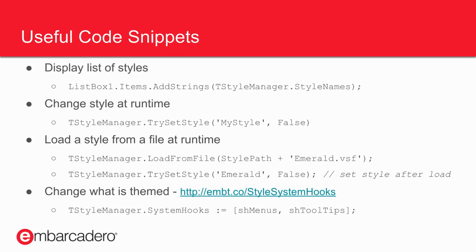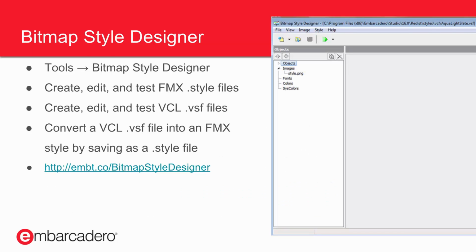If you want to change system dialogues and what's being themed and what's not being themed, you can use the system hooks, and that's a set there, and you can add and subtract items from that set. The Bitmap Style Designer, which is found under Tools, Bitmap Style Designer, is what you use to create, edit, and test both VCL and FireMonkey styles. You can also use it to convert a VCL style, a VSF, VCL style file, into a FireMonkey style by saving it as a .style file.